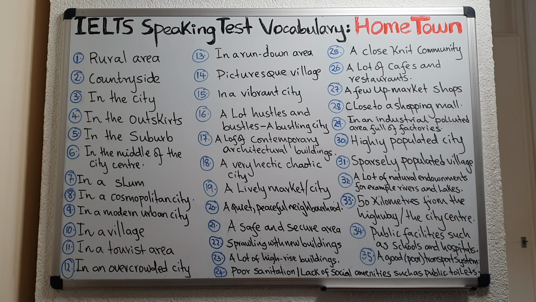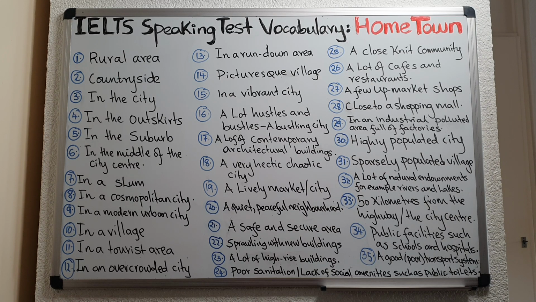So if the examiner asks you how far is your hometown from the capital city, then you can say it is around 50 kilometers from the city center. It is about 50 kilometers from the capital city of my country. It is 50 or it is 100 kilometers from, it is 30 kilometers from, okay, or 30 miles, okay, depends on which one you use in your country. You could either use kilometers or miles.